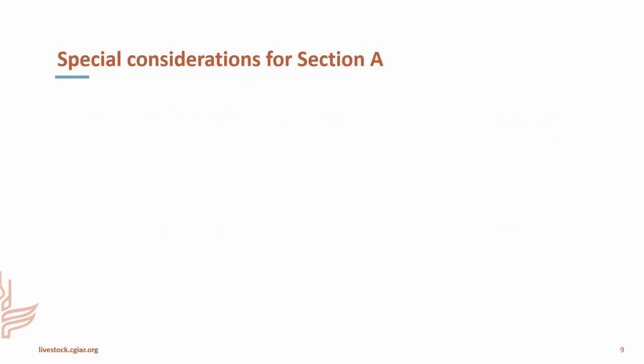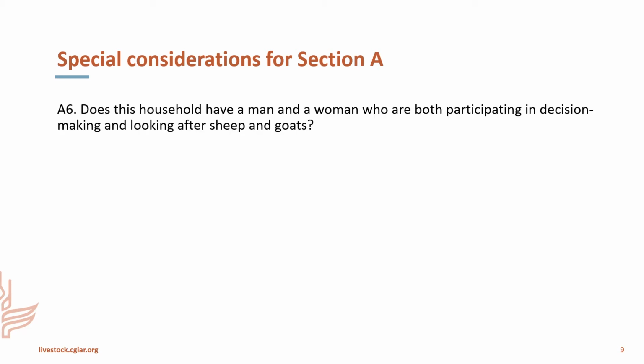Here are a few considerations for questions that may be challenging. Question A6 is used for us to know whether the household should have both a male and female survey. Don't read this question out loud, but use what you have learned about the household during introductions to complete it.